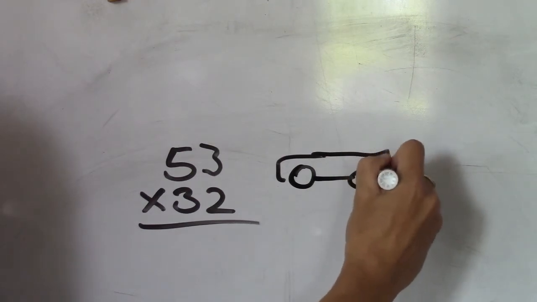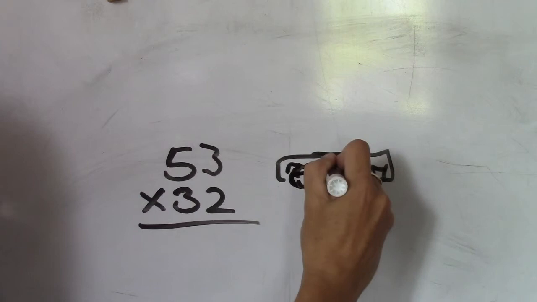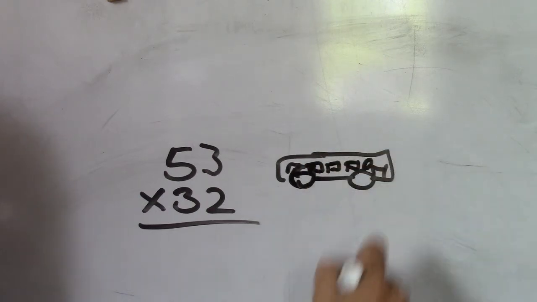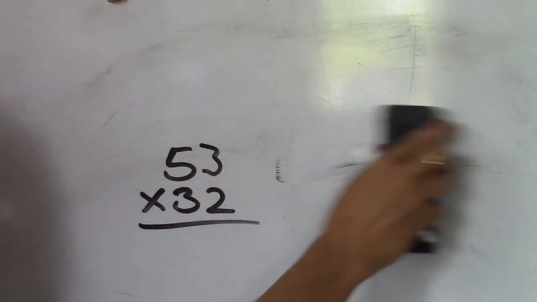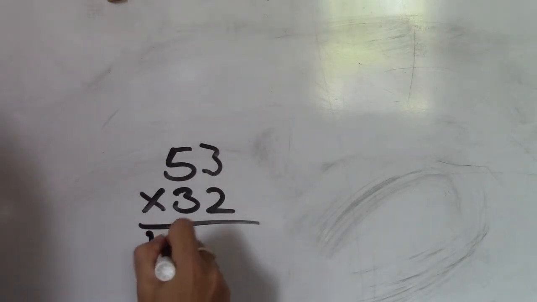There's my bus, my school bus. So it's 53 times 32, right? Yeah. So anyway, what's 50 times 30? Alright, well, just count the big ones first. What's 3 times 5? 3 times 5 equals 15. 15 what? That's 1,500.